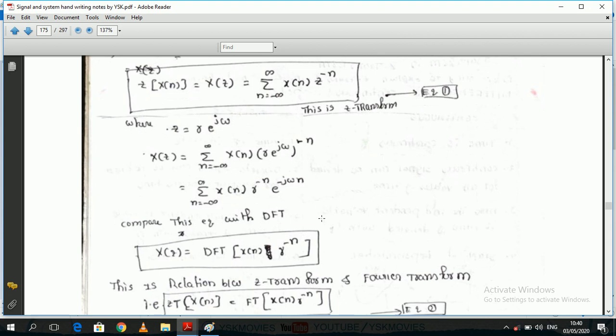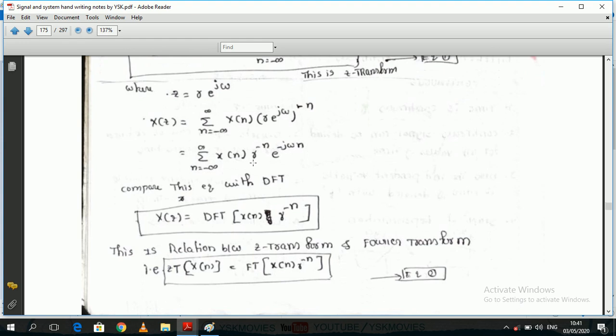If we put z is equal to r into e power j omega, it is a polar form where r is called the radius and e power j omega. Then X of z is equal to summation n equal to minus infinity to infinity x of n r into e power j omega, power minus n. So you can expand them like this, and X of z is equal to the summation of x of n r power minus n. Okay. So compare this equation with the discrete Fourier transform. What is the meaning of this? This is the discrete Fourier transform of x of n r power minus n. Okay, this is the relation between the discrete Fourier transform and the z transform.